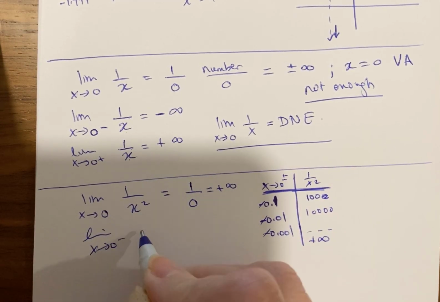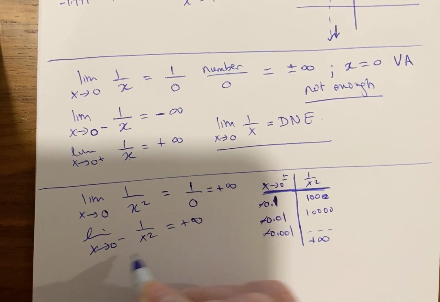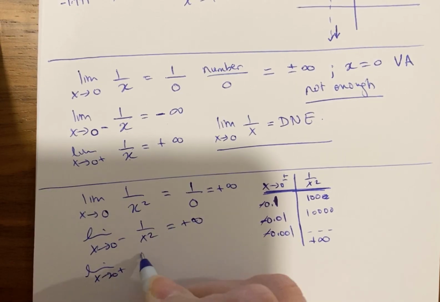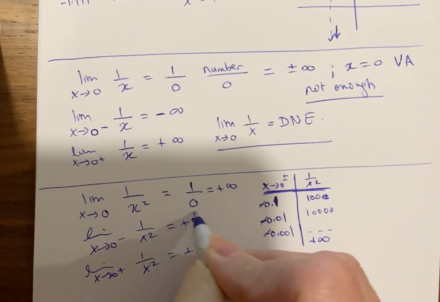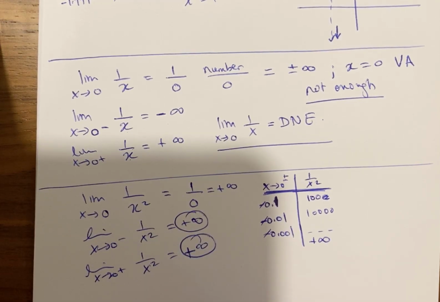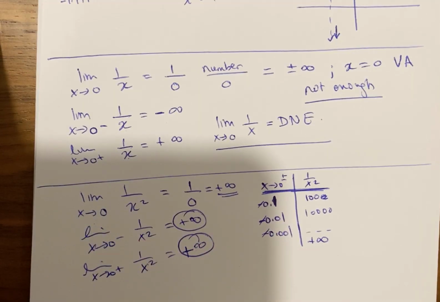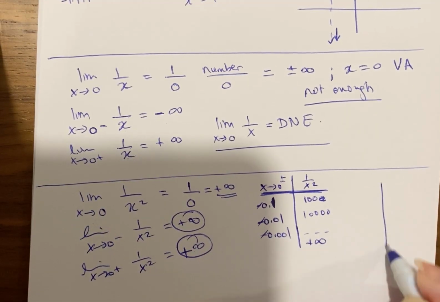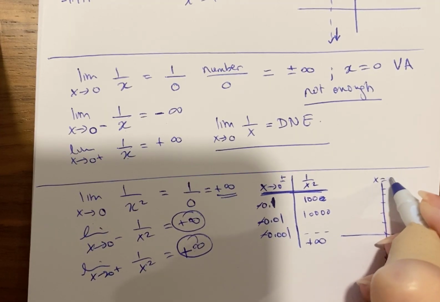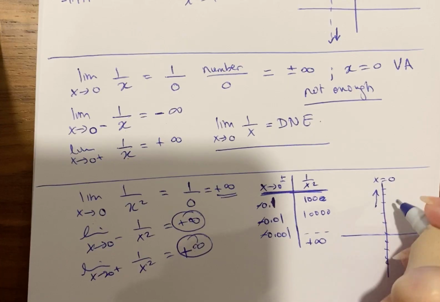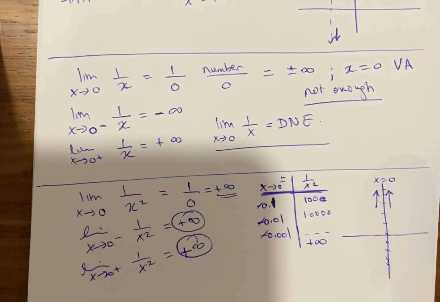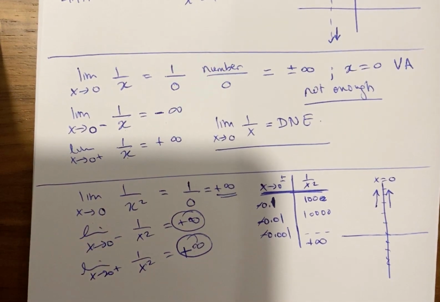So the limit from the left will be plus infinity, and the limit from the right is also plus infinity. Because they are both plus infinity, the limit still does not exist. It's an infinite limit, so infinite limits do not exist. But because they are the same, I can say that the general limit around 0 is plus infinity. This means that when I come to drawing, this will be my vertical asymptote, x equals 0, and I will be heading to plus infinity from both sides. That's the trick about it.